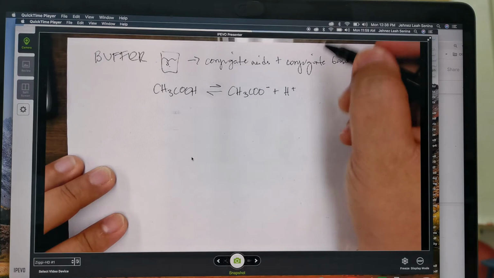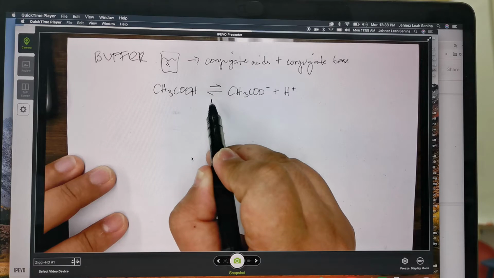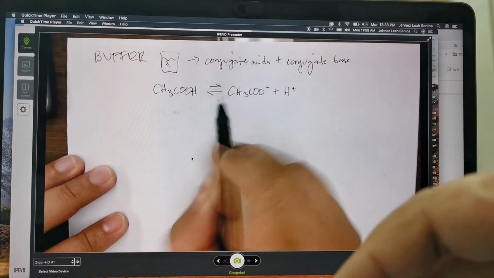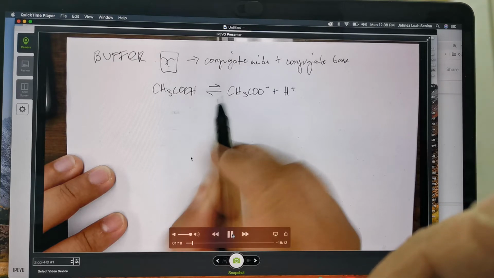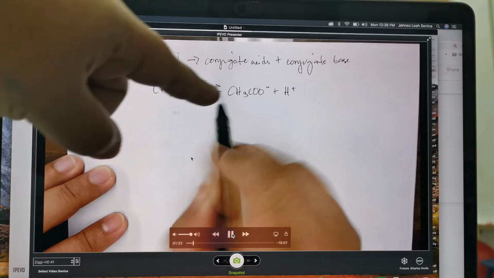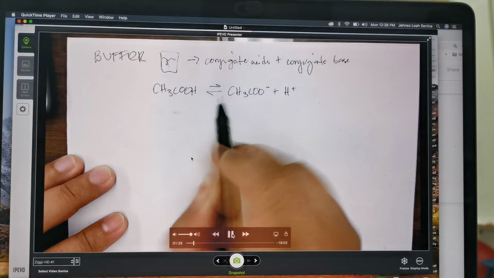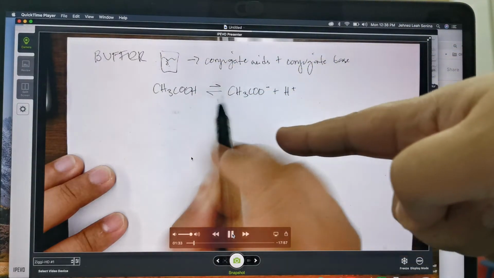H plus. So because this is an equilibrium expression, you can imagine that this chemical, if I add more acids to this buffer, the equilibrium will just shift to the right. Okay? And if I add a strong base, this base will just react with this acid to shift the equilibrium to the left. So that's how buffers can resist changes to pH, because when you put an acid, it's just going to shift to the left. When you put a base, it's just going to shift to the right.